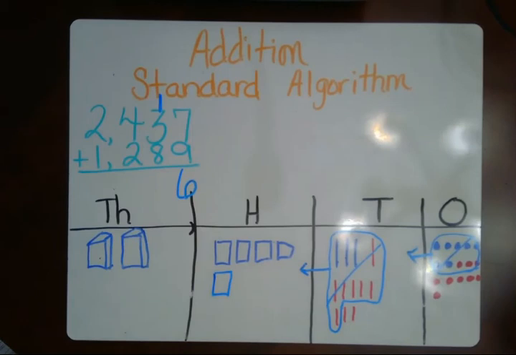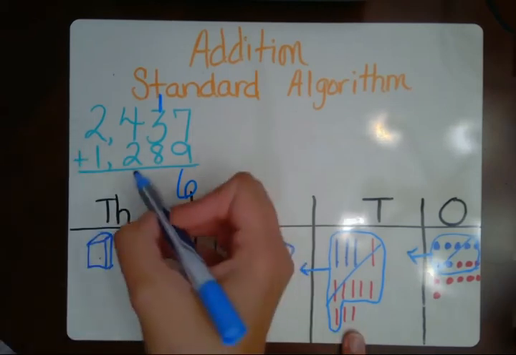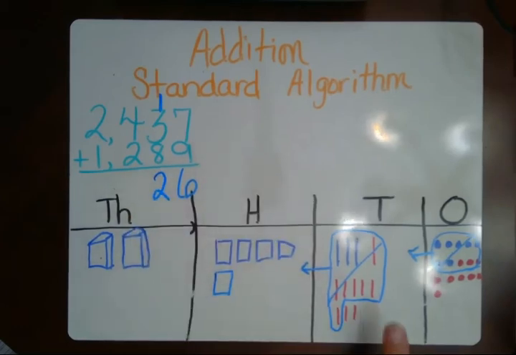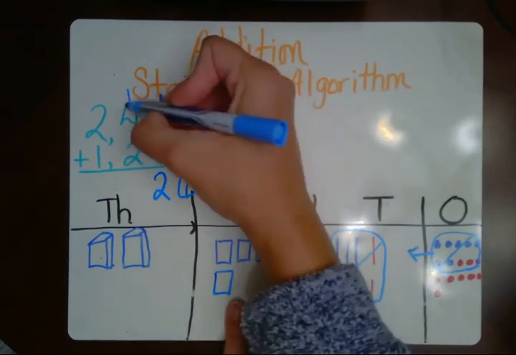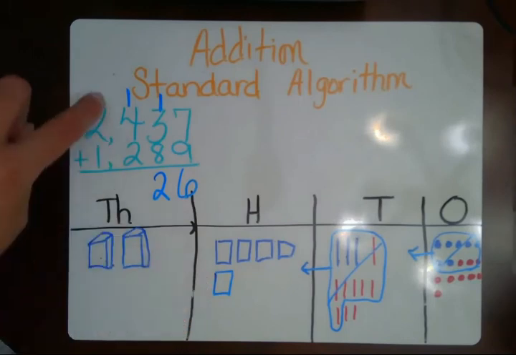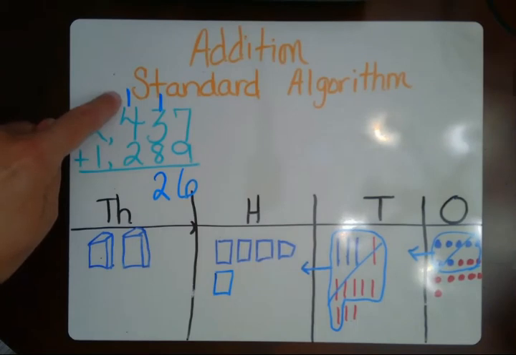So now to show my work up here, I have 2 tens left. That's going to be part of my sum. I took 10 of those away, and I added it to the hundreds column. So I'm going to regroup a 1 up here because I added that 1 in. I have 2 tens left, and I regrouped to make another 100.